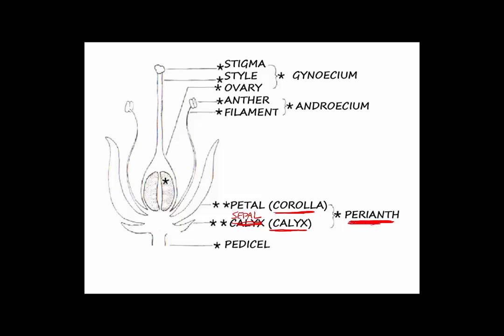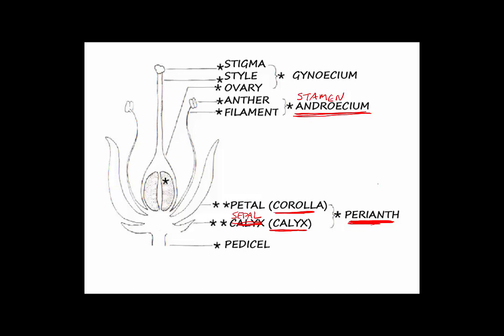Looking at the male parts, each individual one is called a stamen, and the collective term for them, all of the stamens considered collectively, is called the androecium. Androecium means basically male house. It's the male parts of the flower.